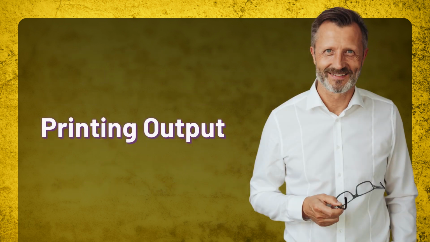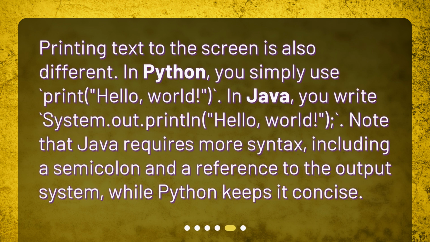Printing output. Printing text to the screen is also different. In Python, you simply use print("hello world"). In Java, you write System.out.println("hello world"); Note that Java requires more syntax, including a semicolon and a reference to the output system, while Python keeps it concise.